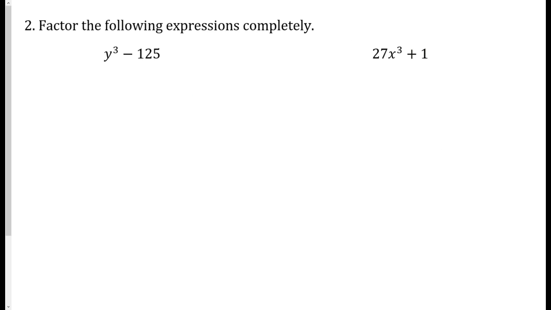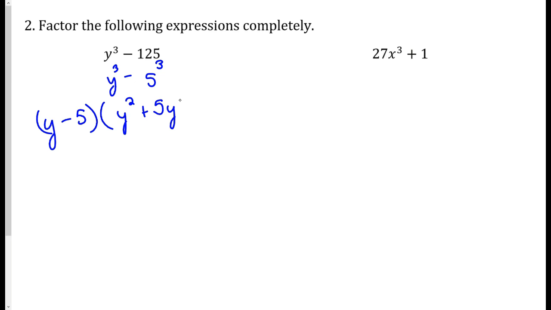Factor the expressions completely. y cubed minus 125. So y cubed is a perfect cube. 125 is a perfect cube because it's 5 cubed. So we have y cubed minus 5 cubed. So we know from today that we can factor this as y minus 5 times the first term squared plus the product of those two, the y and the 5, plus the second term squared, 25. That's just using the difference of perfect cubes formula that we developed today in class.